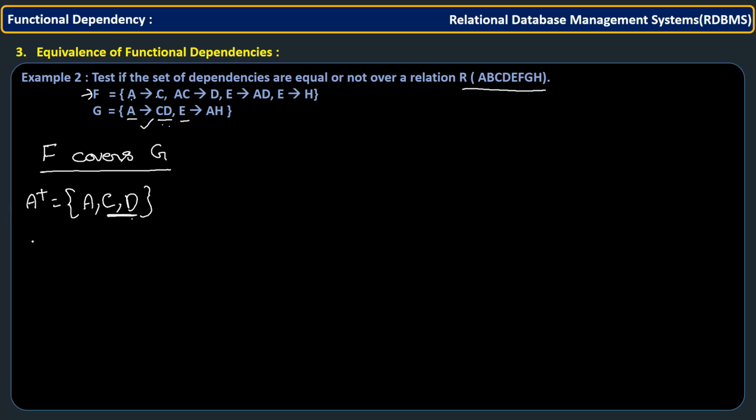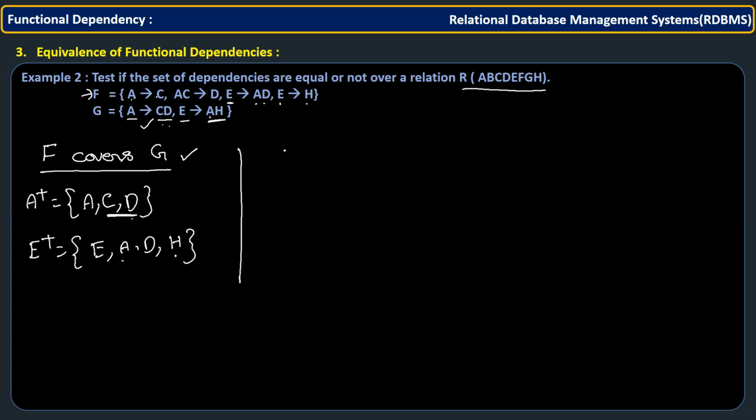And then the G closure, let us try to find. So E closure from F, we have to find. In the E closure, you must have AH. So for E closure, here E is deriving AD. Let us take them. AD. So A we have, H we need. So here E deriving H also. So that's it. So AH we got. So that means F covers G is fine.